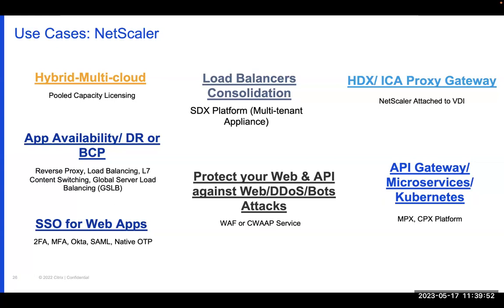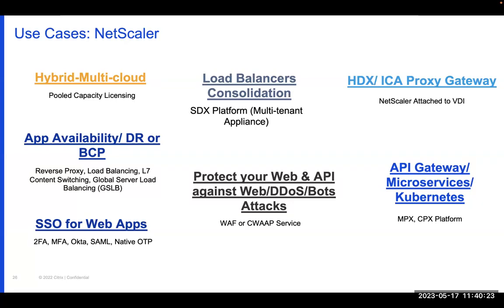Right. I would say the DR or BCP use cases are the very traditional ones. Of course, whenever a customer says, I need a reverse proxy, I need load balancing, layer 7 content switching, this is something that we have offered for the past 20 over years, and customers have been using us greatly. Also global server load balancing, for multiple data centers or across multi-clouds as well.